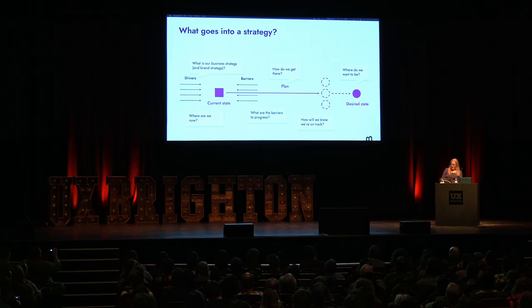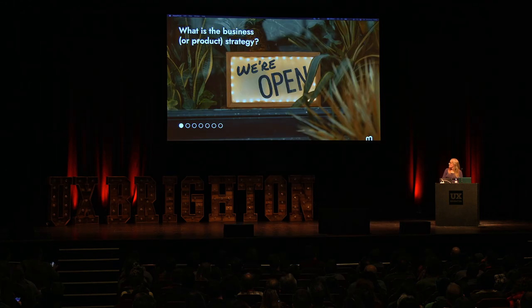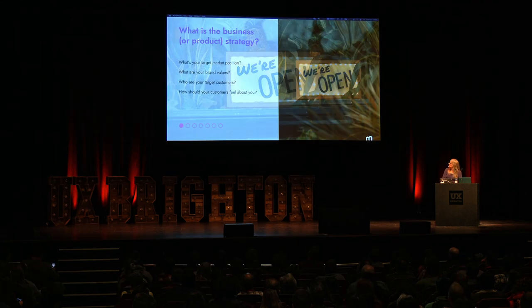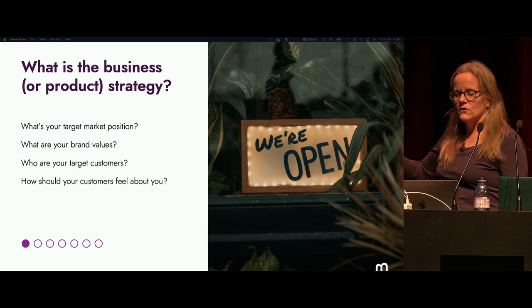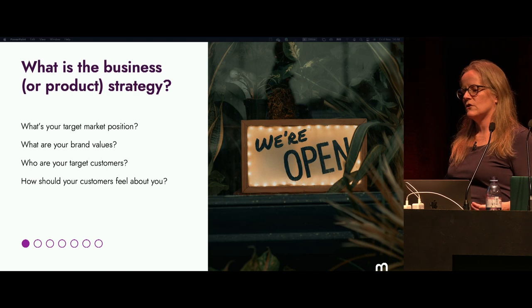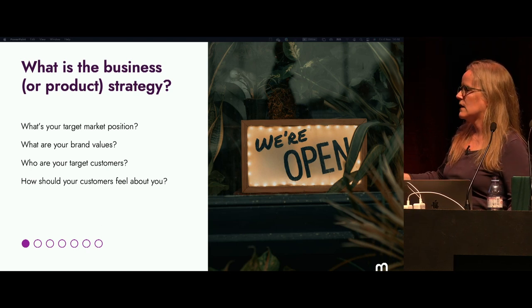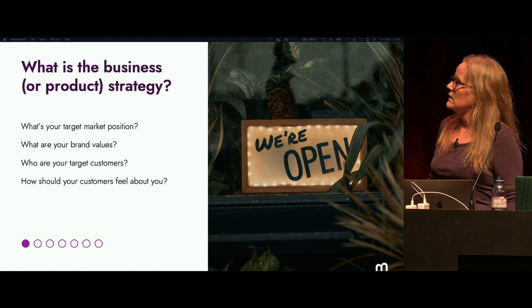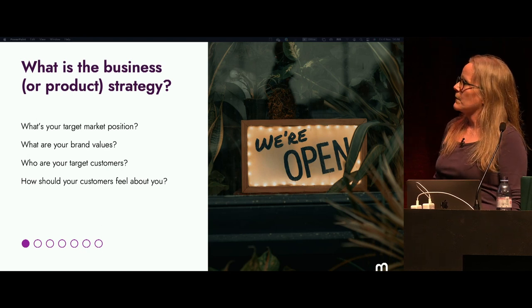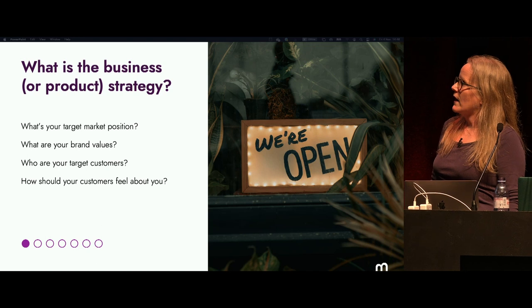So just whizzing through each of those in a bit more detail, and you can see if you can work out why I've chosen the images that I have. So what is the business or product strategy? I've included in these the sort of questions that you could be asking as you're building your strategy. What needs to be included in those sections? So what's your target market position? And what are your brand values? Who are you aiming this product at?